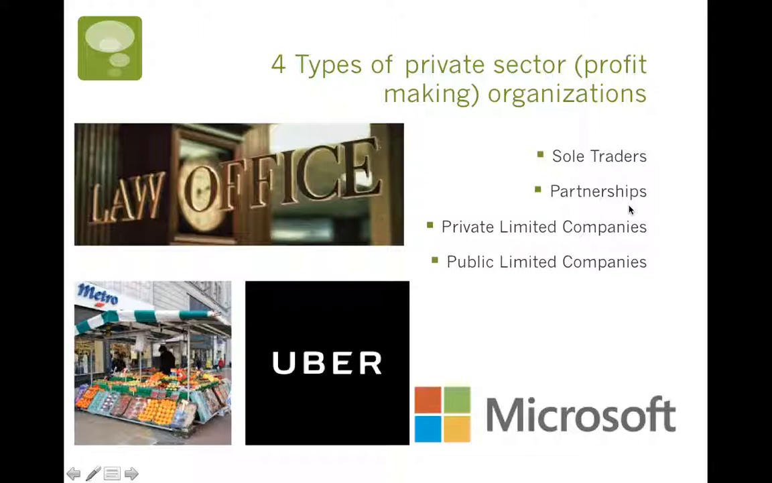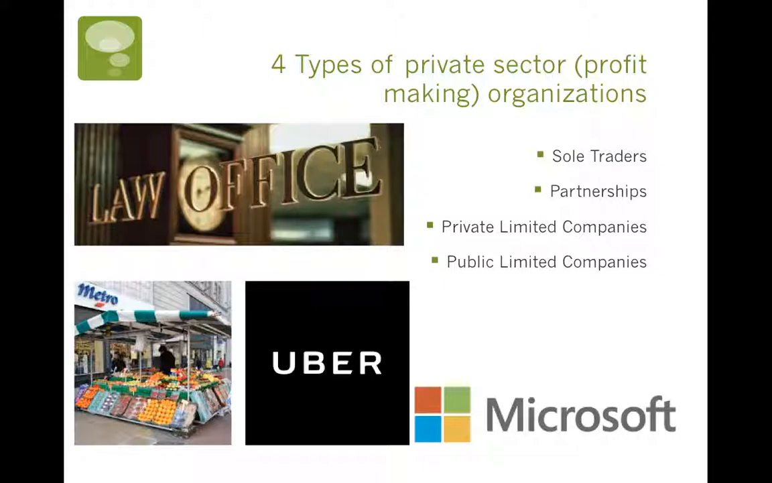Partnerships require a deed of partnership. It's a contract, and it outlines exactly what each partner will contribute towards the business and what each partner will take out. Partnerships can become difficult if different partners have different opinions of how the business should operate.